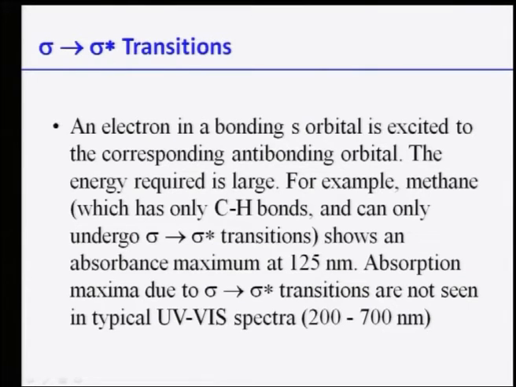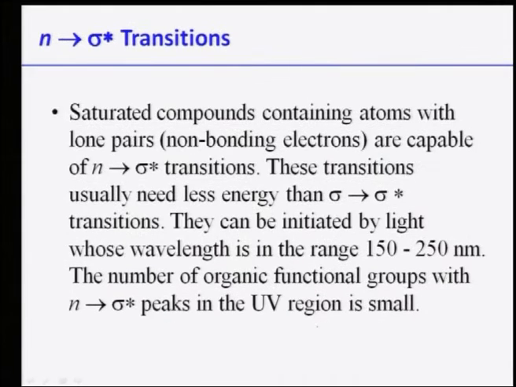So, in methane, CH4, a saturated compound, only C-H bonds are there. There are 4 C-H bonds in a methane molecule, and these bonds are all saturated, as you know, and can only undergo sigma to sigma star transitions. That means an electron can be excited from the sigma bonding orbital to the antibonding orbital, and the maximum absorption for this is at about 125 nanometers. So these transitions are not seen, because 125 is far UV, not in the visible spectroscopy range. We have to use far UV or vacuum UV.